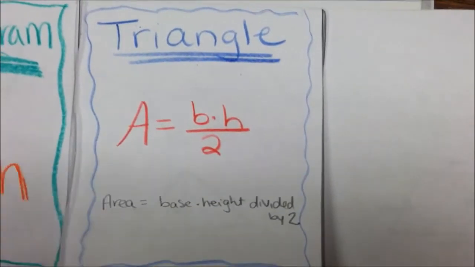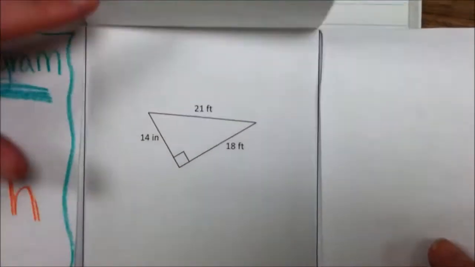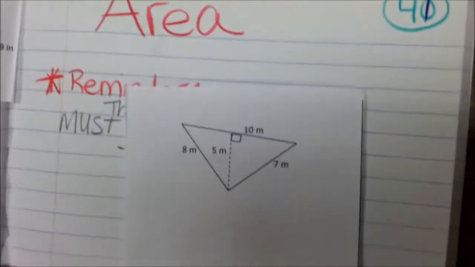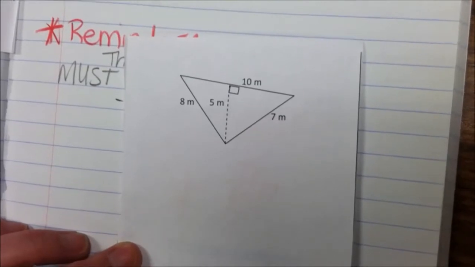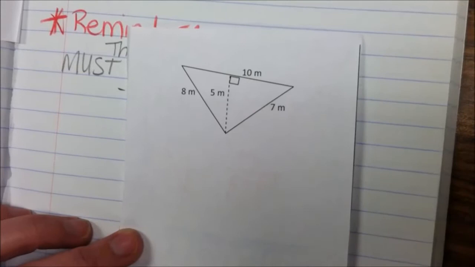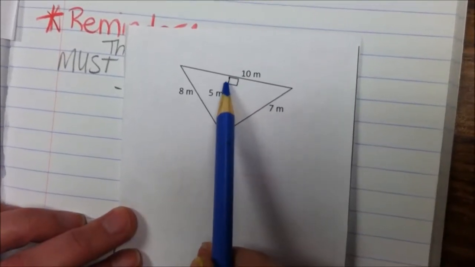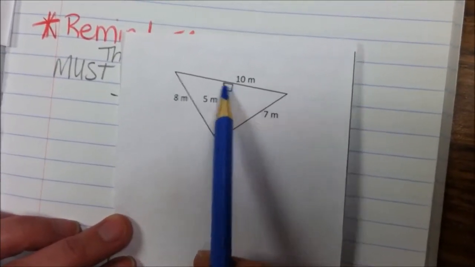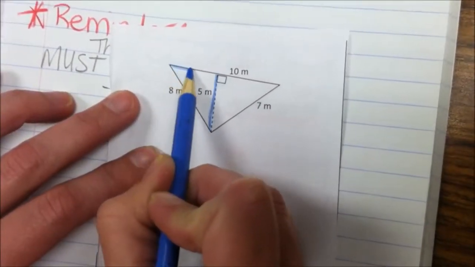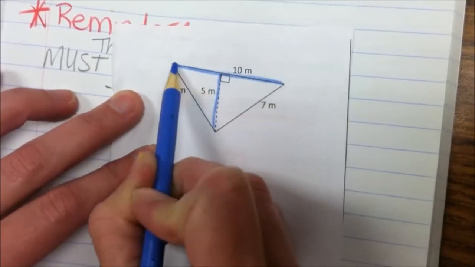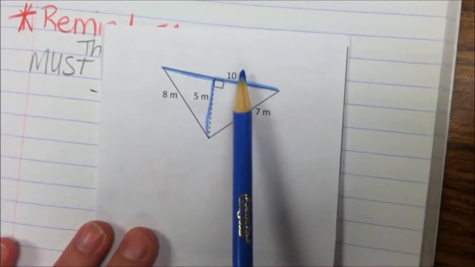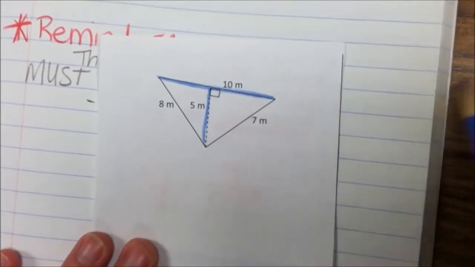Okay, so we're going to go to our first example. So you're going to flip open your paper. And when we look at this triangle, first I want to highlight my base and my height. So I'm looking for the two things that make a 90-degree angle. Here is my 90-degree angle. So it looks like this 5 and this 10 make up my base and my height. Now it really doesn't matter what you call the base and what you call the height, as long as you are using the 10 and the 5.